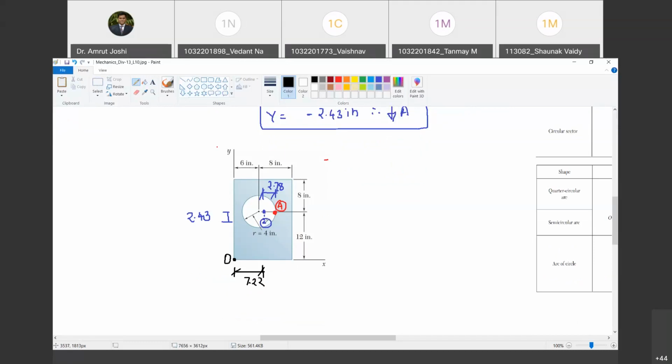I feel that this point will come. Okay, let us go ahead with that. So, 7.22. And how much is this? So it's 8 plus 2.43. No, it's from the origin. Sorry. It should be 12 minus 2.4. So how much is that? 12 minus 2.4.